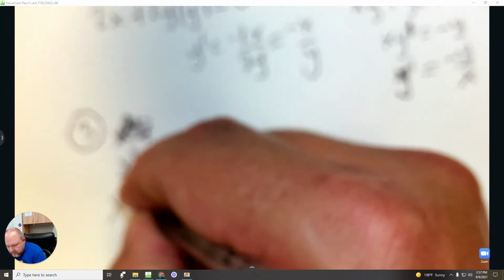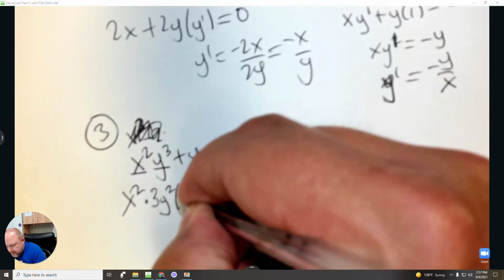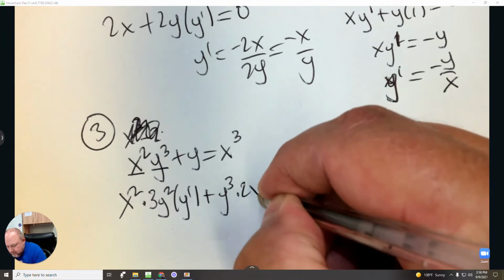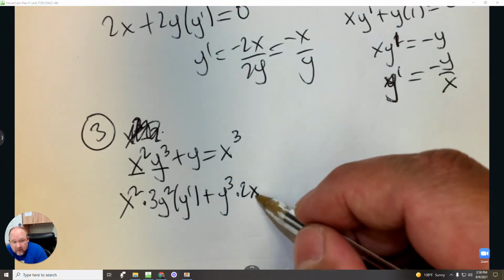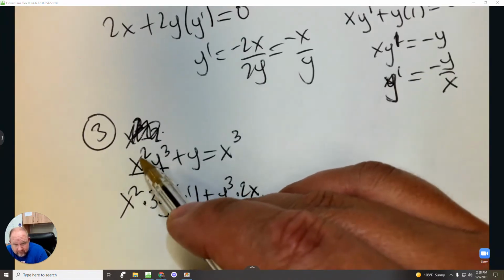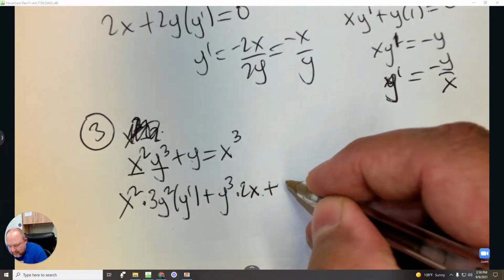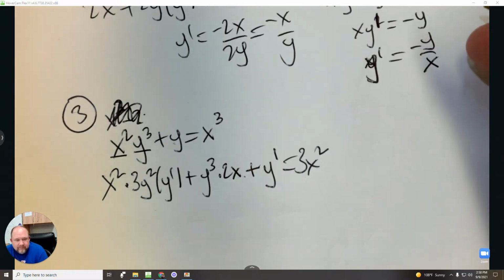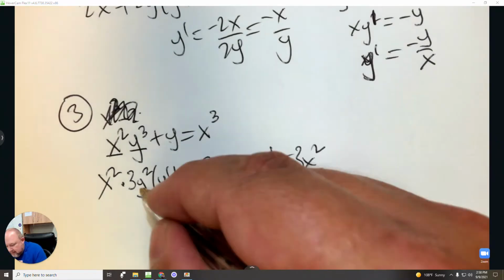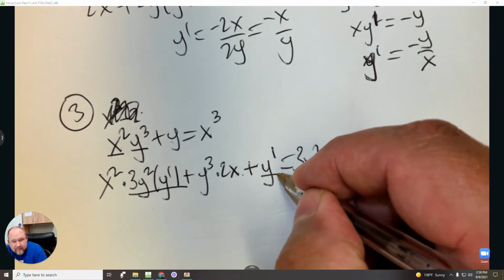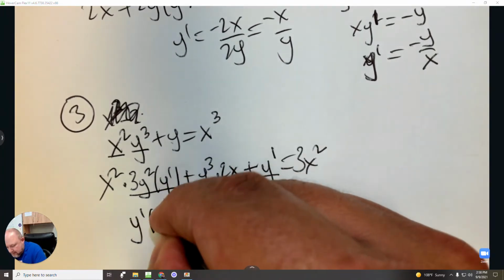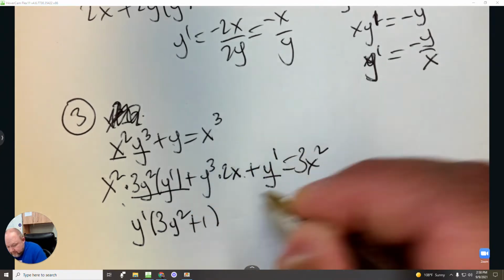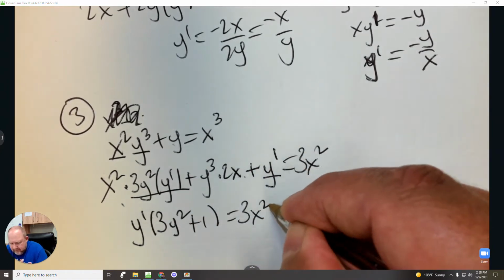So the first times the derivative of the second, but I need a y prime, plus the second times the derivative of the first. I don't need a hook on for when I take the derivative with x involved. The derivative of y is 1, but we need a y prime, and then 3x squared. So do you recognize the terms that have y prime in them? We're going to factor out the y prime, be left with 3y squared, divide, and you're left with 1. And then everything else is going to the other side.